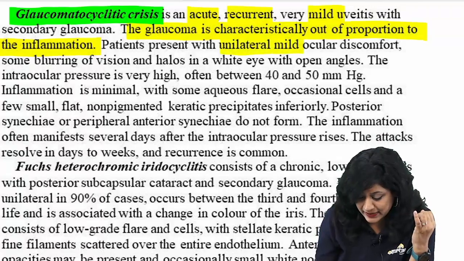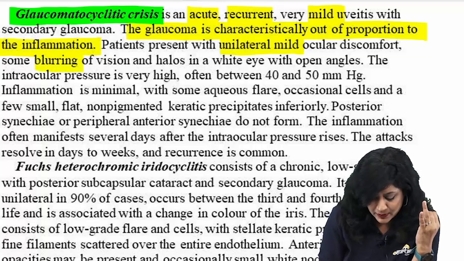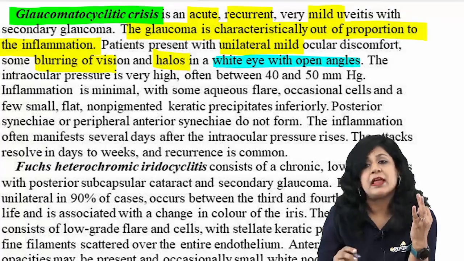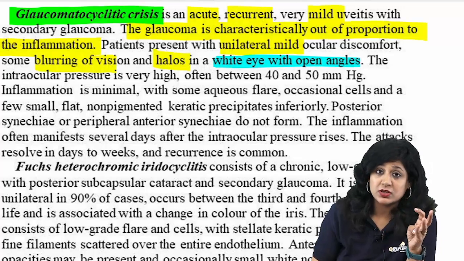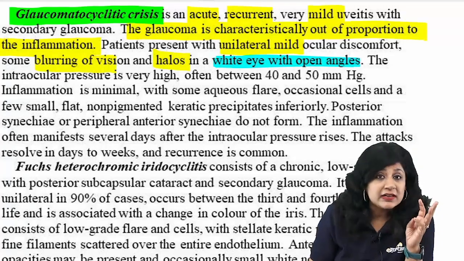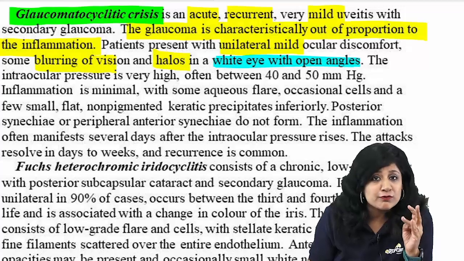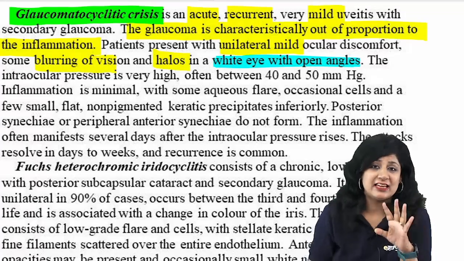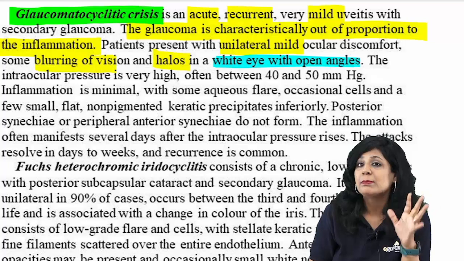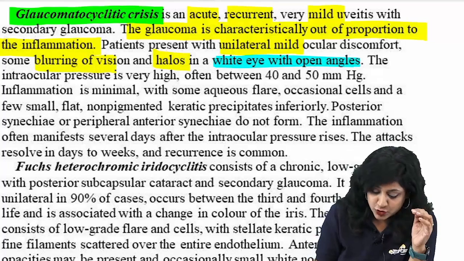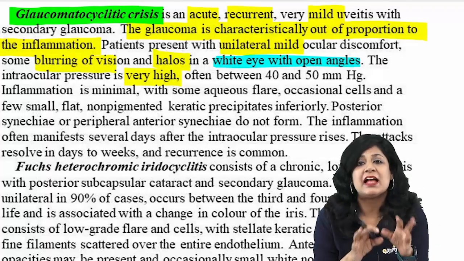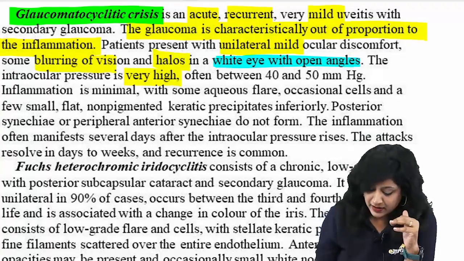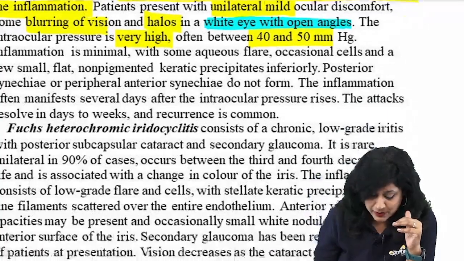We have unilateral mild discomfort, some blurring of vision, and halos, but the important thing is it will be a white eye with an open angle. You are definitely going to have a white eye. So, if you have inflammation, glaucoma, unilateral mild discomfort, and blurring of vision with a white eye, the angle is open and there is no congestion, probably you are dealing with this syndrome. The intraocular pressure will be very high. Can you see the contrast? Intraocular pressure is very high, but the eye is white and the angle is open. It is between 40 to 50 mm of mercury.